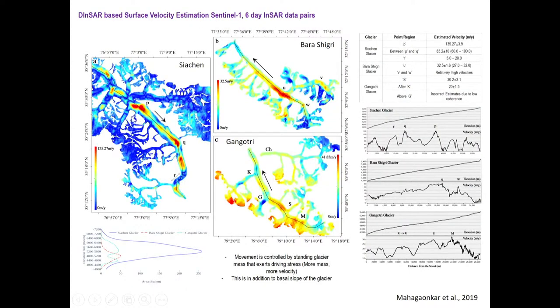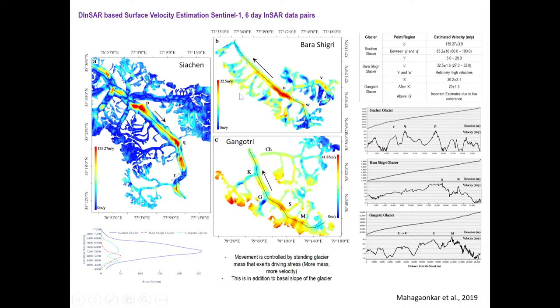So for Siachen Glacier, we have estimated the glacier velocity. For Bada Shigri, this is the spatial map of the glacier velocity, and this is the velocity map of the Gangotri Glacier. You can see here the maximum velocity is on the order of around 42 meters per year in the Gangotri Glacier.